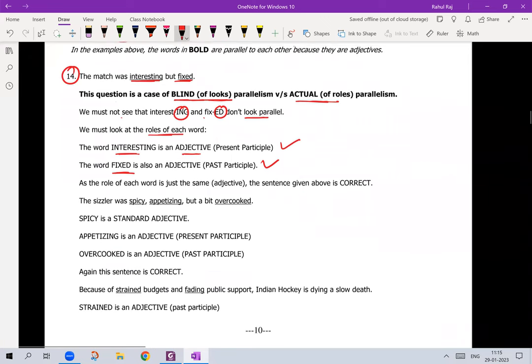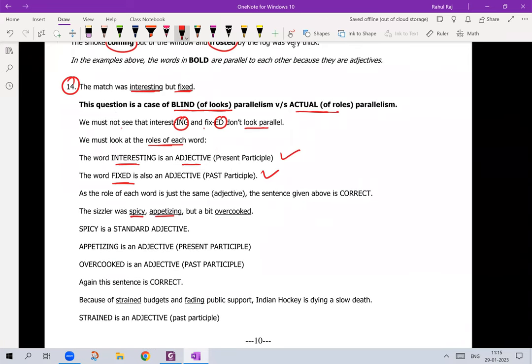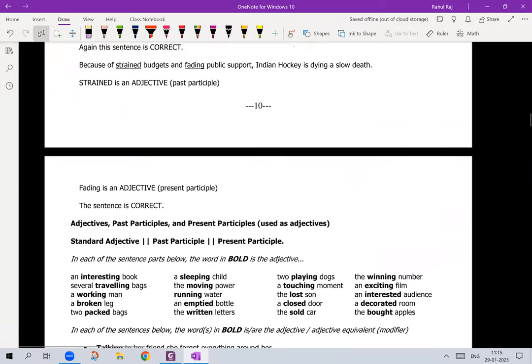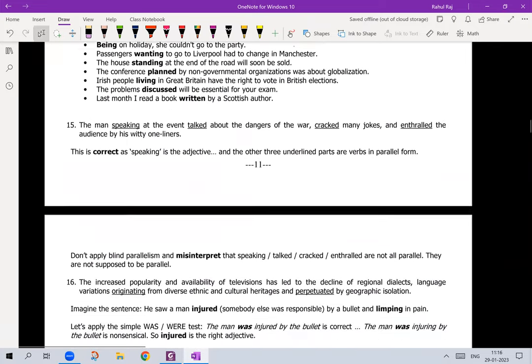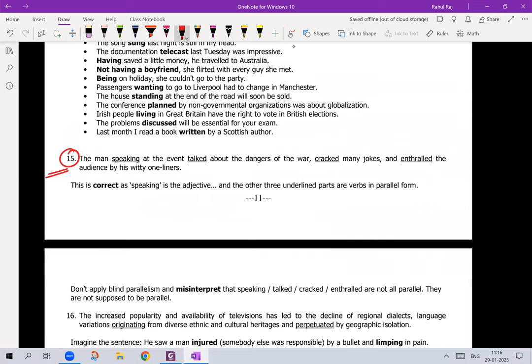Not required at all. The sizzler was spicy, appetizing, but a bit overcooked. Spicy is a standard adjective. Appetizing is a present participle adjective. Overcooked is a past participle adjective. Because of strained budgets, fading public support. This is all adjective. Now, question number 15 is a verb and verb parallelism.